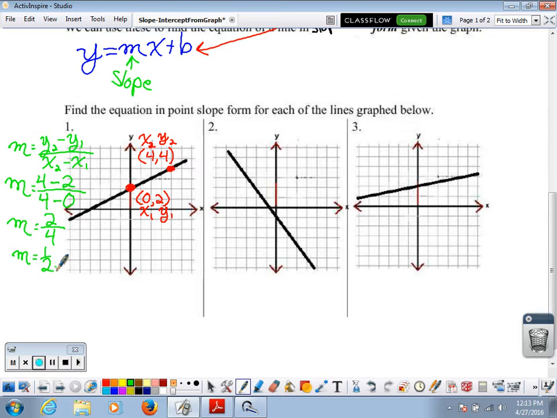Okay? So I have the slope, so I can say y equals 1/2 x plus b. Well, what's b? B is the point where the function crosses the y-axis. So right here, my x is 0, my y is 2. So the b is 2. So y equals 1/2 x plus 2 is the slope-intercept form for the equation of this line.